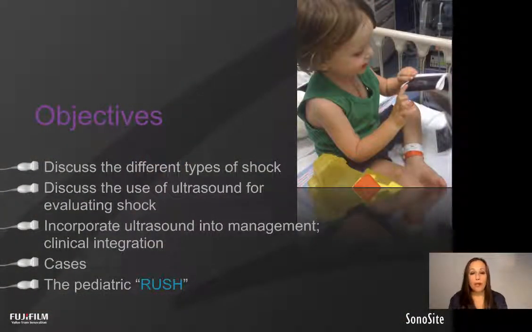The objectives of this webinar will start off by reviewing the different types of shock. Then we'll discuss the uses of ultrasound for evaluating shock and distinguishing between the different types of shock. We'll incorporate ultrasound into the management of these pediatric patients. This is a true example of clinical integration of ultrasound into the management of our pediatric patients. We will apply the RUSH protocol to real pediatric patients. And finally, we'll discuss a proposed pediatric RUSH protocol.